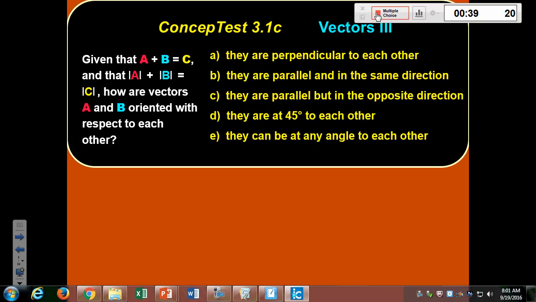Remember, ask your neighbor what they put and tell them what you put. All right, I'm going to stop at 1 minute. Stopping at 1 minute, just 5 more seconds.